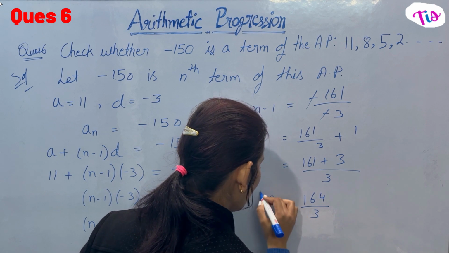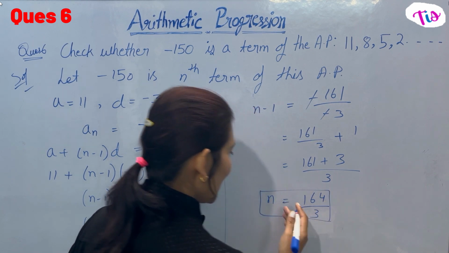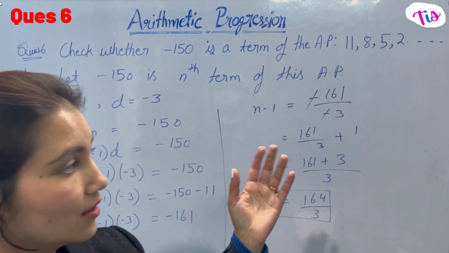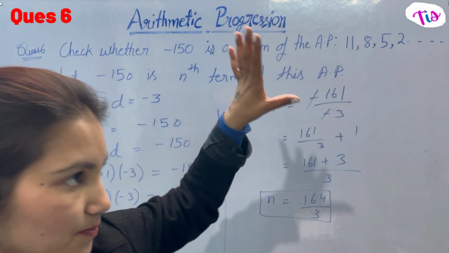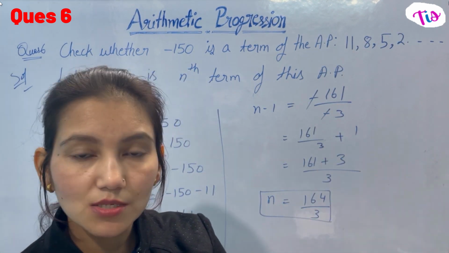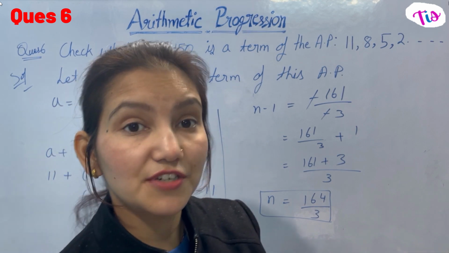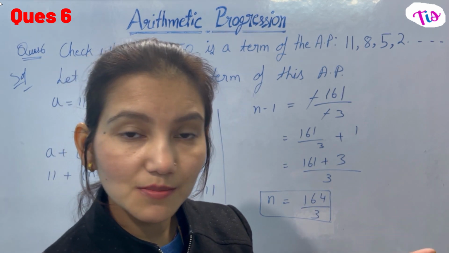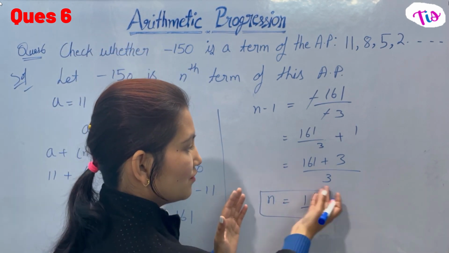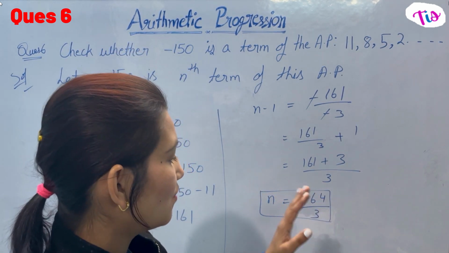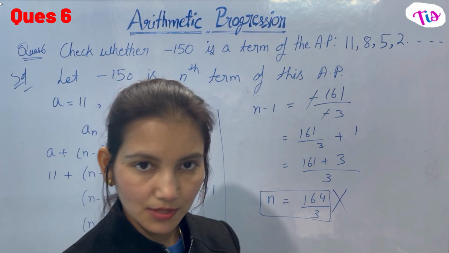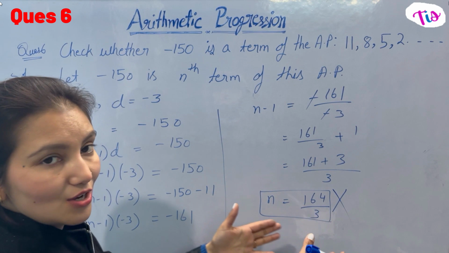Now you tell me whether the value of n can be this. What is n? n is the number of terms: first term, second term, third term, fourth term. Is it possible for a term to be the 4.5th term? Either it will be the 4th term or the 5th term. A fractional value of n is not possible. So this value of n is not possible.